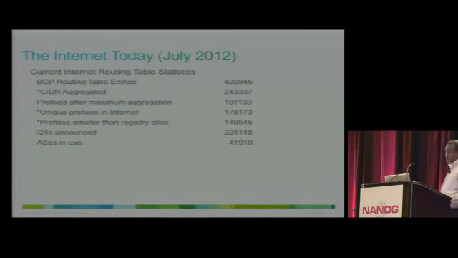So here is data from a year ago. The BGP table, we'll see some of today's numbers later on, is about 450,000 plus routes on the internet. But a year ago it was a 420,000 route internet routing table. And if you do CIDR aggregation based on CIDR address space, you can reduce it to 243,000. If it is aggregated using a maximum aggregation mechanism, it can even go down to 181,000.